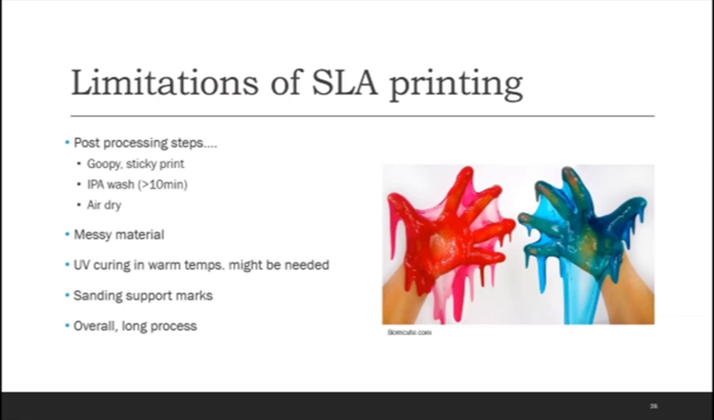It is overall a very messy material, and that's my personal limitation number one, my enemy. With any SLA printer, you get a very messy working area. You also have to change gloves every time you have a little bit of liquid resin on your glove, because then everything you touch after that will have a layer of liquid resin. So yeah, that's the big limitation of SLA printing, in my opinion.